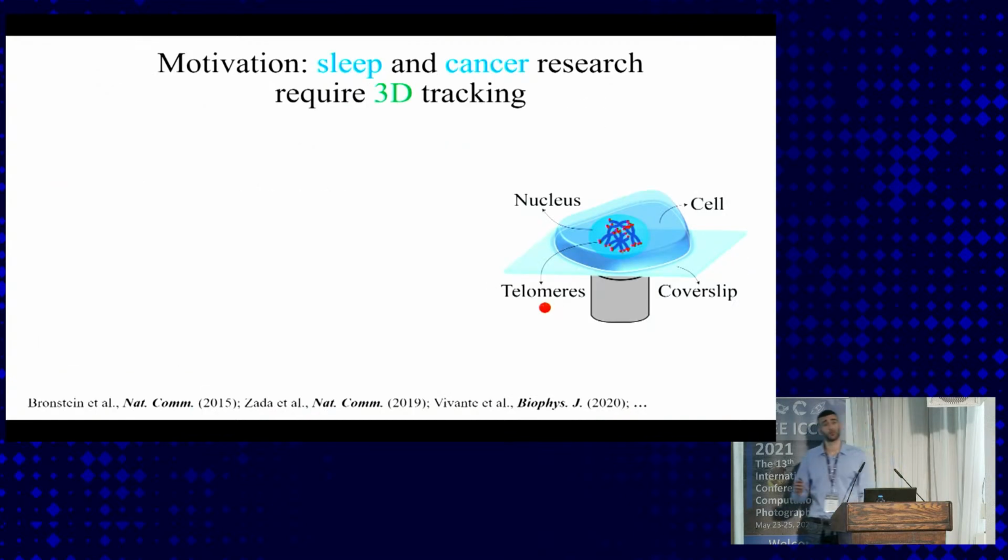Okay, so first let us start with the motivation. So essentially in biology, several interesting applications require us to track the diffusion of subcellular elements. And now this information can tell us a lot about cellular function. Specifically, in sleep and cancer research, we're interested in tracking telomeres, which are the tips of chromosomes inside the nucleus of our cells.